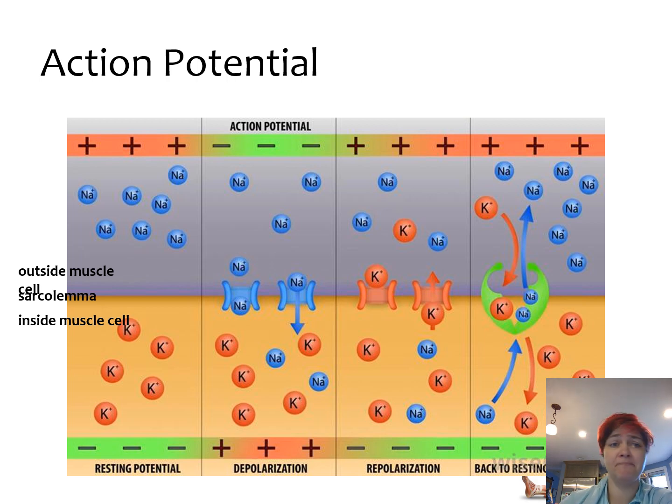Here's a picture. You can see we have the sarcolemma down the middle. The grayish area is outside the cell. The yellow is inside the cell. During resting potential, we have high amounts of potassium inside the cell and sodium on the outside of the cell, making the inside of the cell slightly more negative, right? So it itself is negative.